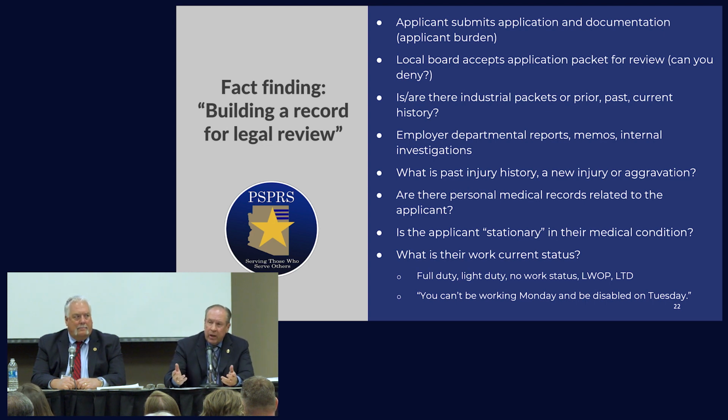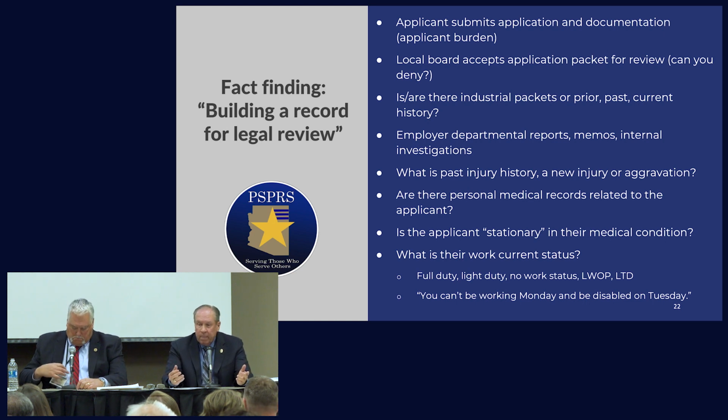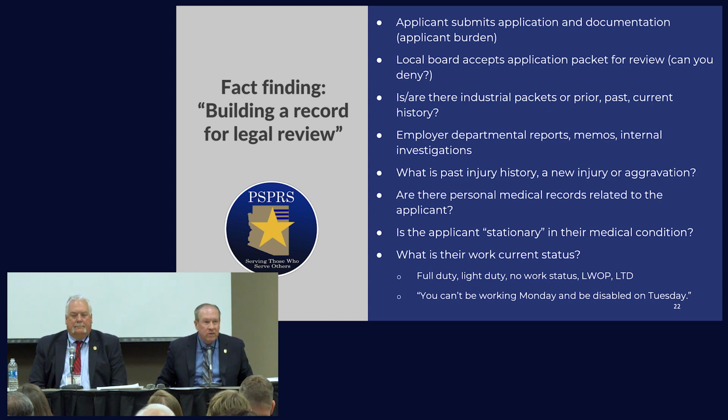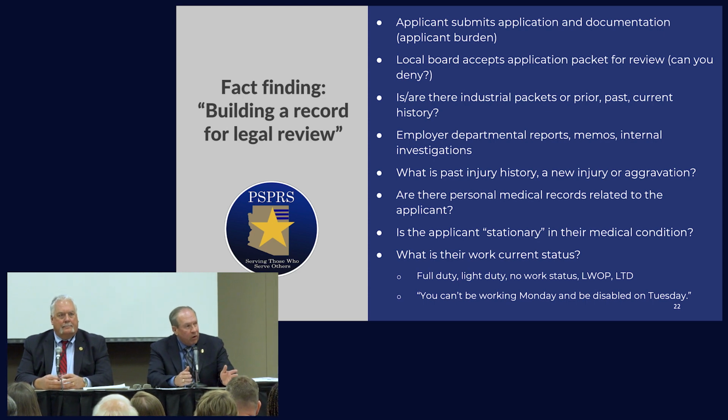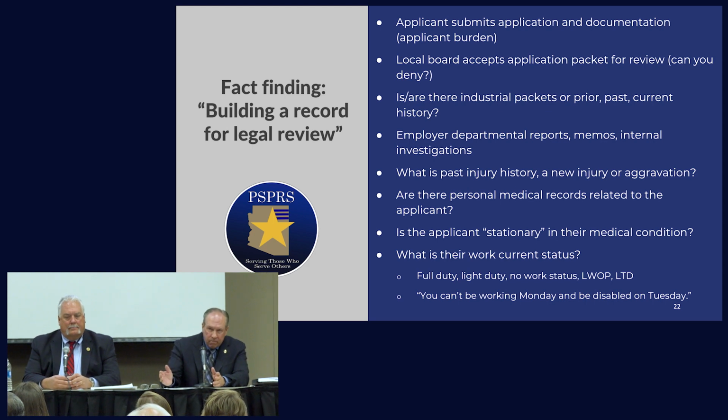The other thing, for those fire and police people and even HR people, is whether there are industrial packets of past, prior, and current history of this injury. Boy, in today's day and age, there are records everywhere. 25 or 30 years ago, sometimes there were handwritten records. But I think your employee knows where to find their records. And if they don't, they know to go to their employer or city HR to find their industrial record, and they'll help them get that.